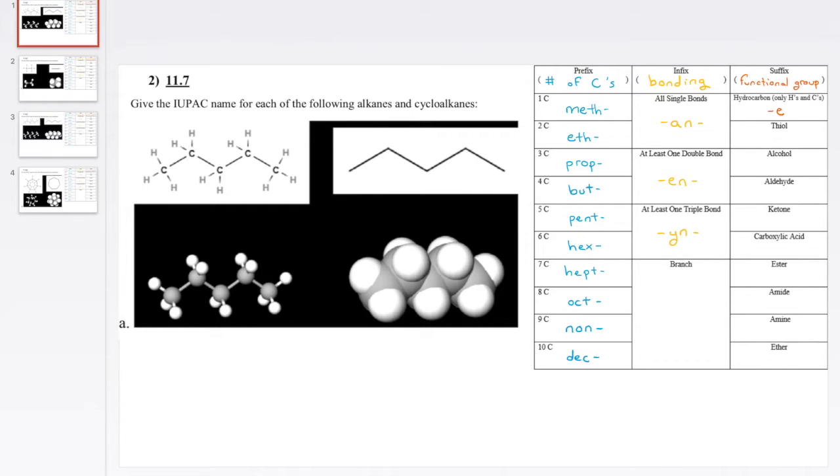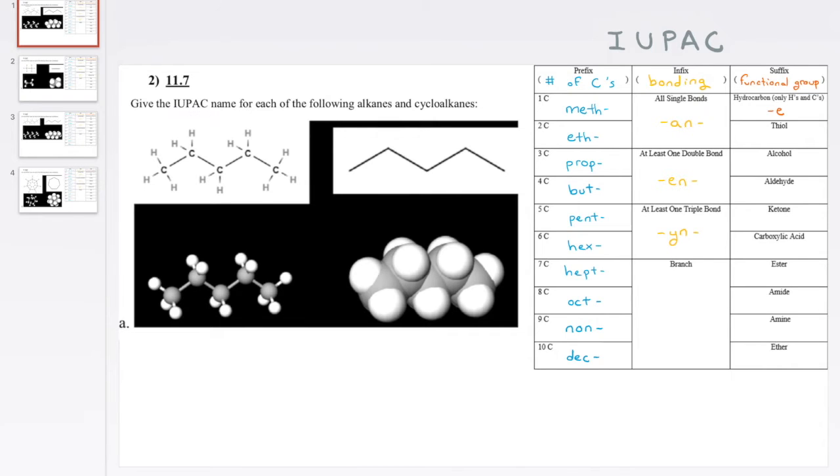Question 2 is asking you to name alkanes that don't have branches. And they ask you to give specifically the IUPAC name. This IUPAC name stands for the International Union of Pure and Applied Chemistry, and they are the ones who came up with these rules that we're going to follow for naming. So IUPAC names just means the names from these tables that we're going to use.